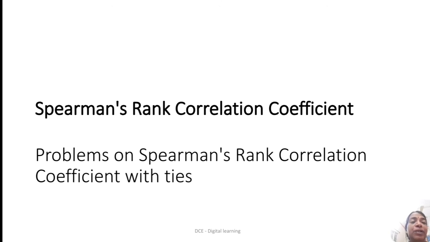So in this video, I'll be solving a problem on Spearman's rank correlation coefficient with ties. That is, when there are repeated values in the score. Say for example, A has scored 50, B has also scored 50, E has scored 50. So there are 3 students who have scored 50 marks. In such cases, how to calculate the rank correlation?